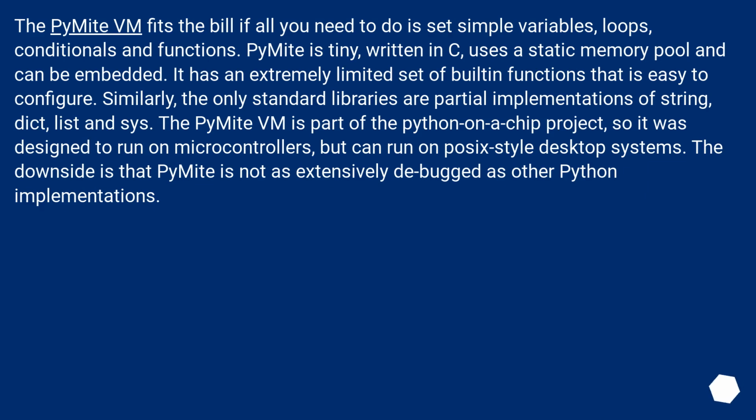The PyMite VM fits the bill if all you need to do is set simple variables, loops, conditionals and functions. PyMite is tiny, written in C, uses a static memory pool and can be embedded. It has an extremely limited set of built-in functions that is easy to configure. Similarly, the only standard libraries are partial implementations of string, dict, list and sys. The PyMite VM is part of the Python on a Chip project, so it was designed to run on microcontrollers, but can run on POSIX-style desktop systems.